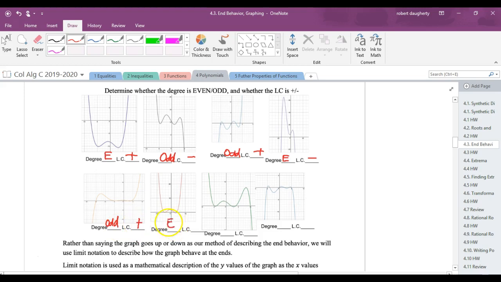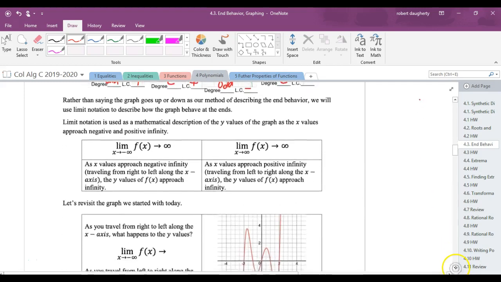Even, positive. What about the next one? Odd, negative. And the next one, even, negative. Okay, so even degree polynomials are going to look like a touchdown or an upside down touchdown. Odd degree polynomials are going to look like x cubed, like this, or negative x cubed. So every polynomial, just by knowing its degree and leading coefficient, you can tell what that is.